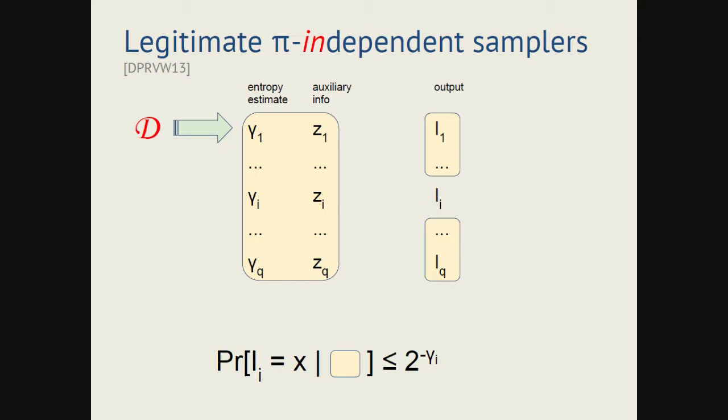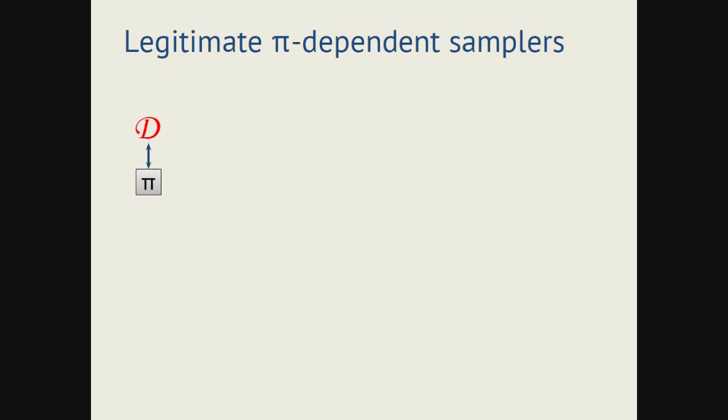And this was the definition without considering the publicly available random permutation oracle. And now we have to adapt this to a situation where D actually does have access to pi. So how do we do this? We consider D, again, outputting a triple, which again contains an entropy estimate and some auxiliary information.